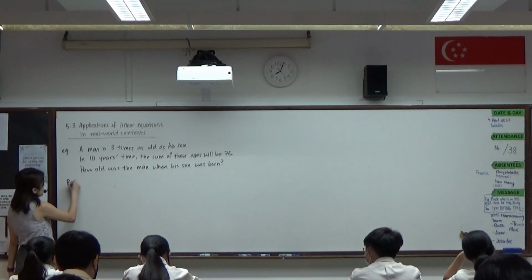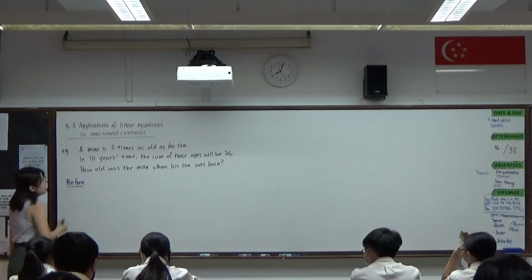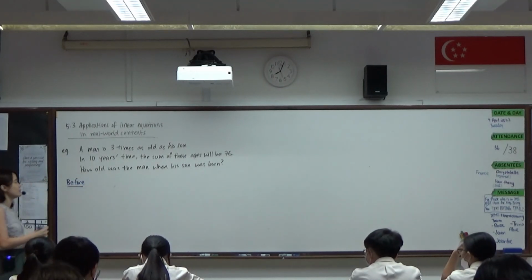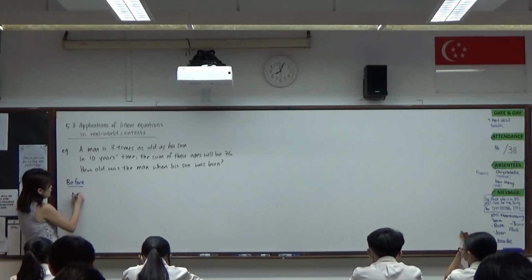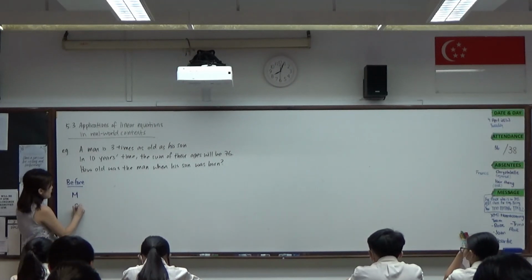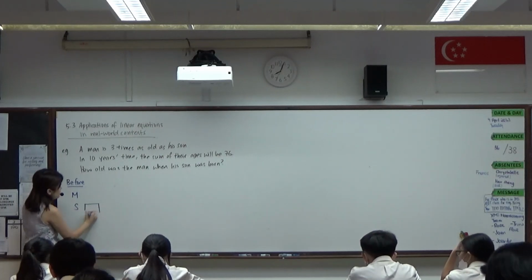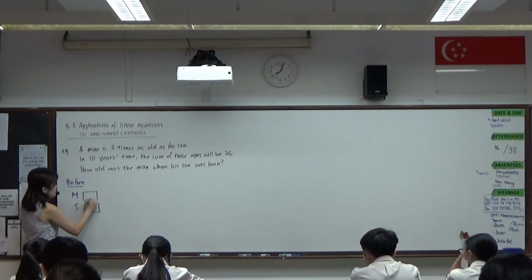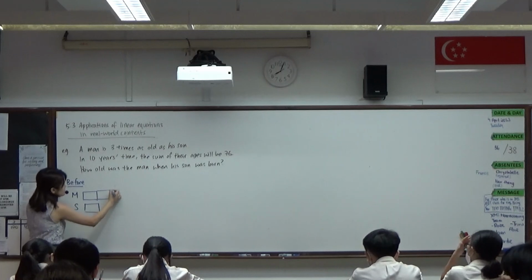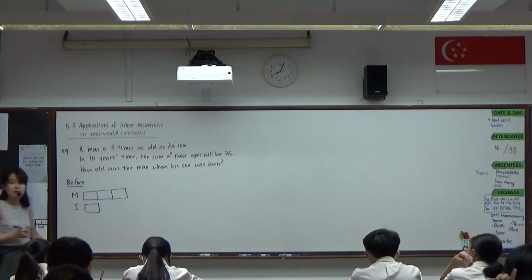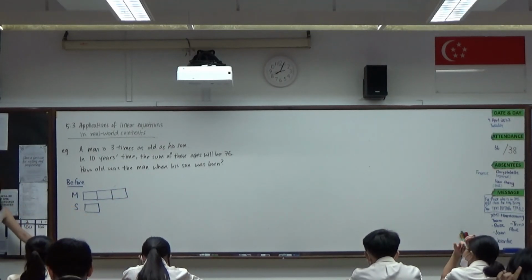We know that before, the man is 3 times as old as the son. So if I let M be the man and S be the son, that means if the son is just one block itself, our man will be 3 times the number of blocks. Okay? This is what you have learned in primary school, right?